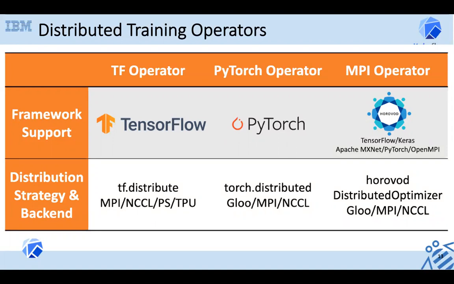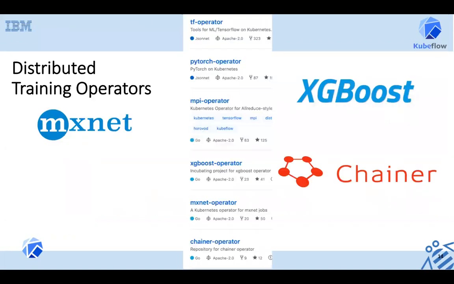And then, if you are not using the native TensorFlow or PyTorch distributed training algorithms, there is an operator which is based on Uber's Horovod project, which gives you the capabilities to leverage the MPI protocol. And I will talk a bit about that as well. But that's not all, right?